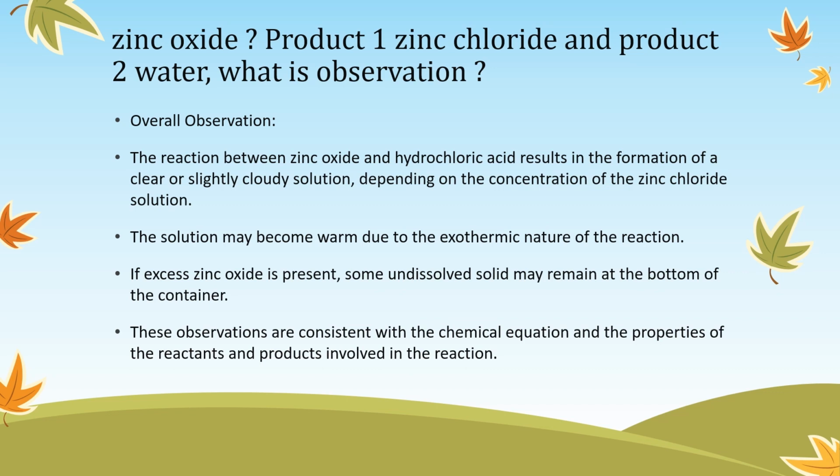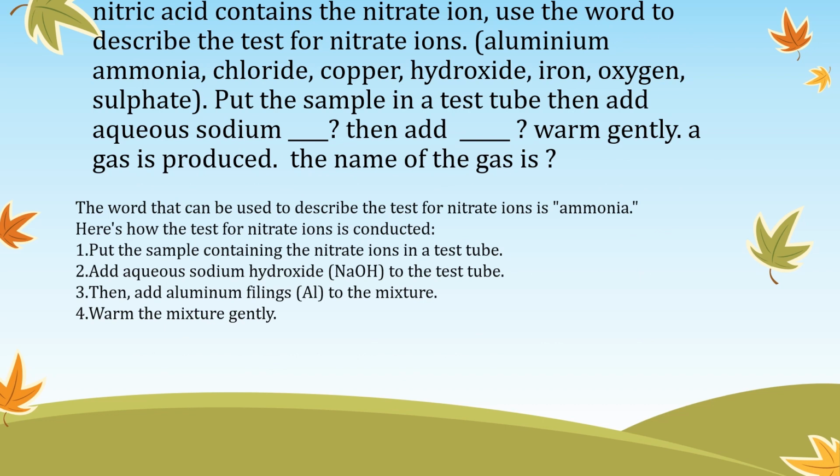Sodium hydrogen sulfate, NaHSO4, dissolves in water to produce an aqueous solution, X, containing Na+, H+, and SO4 2- ions. State the observation when the following tests are done. Copper(II) oxide is warmed with an excess of X. When copper(II) oxide, CuO, is warmed with an excess of the aqueous solution X containing Na+, H+, and SO4 2- ions, the following observations can be made.